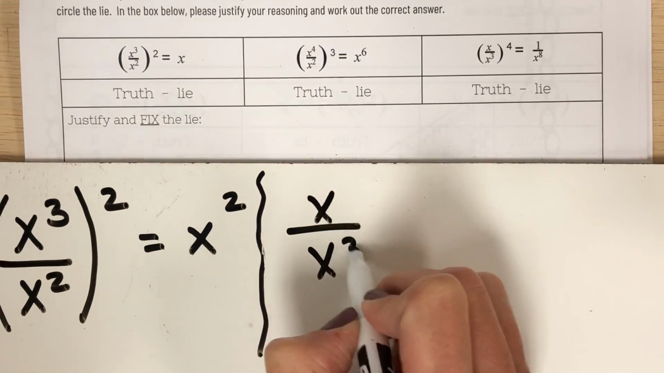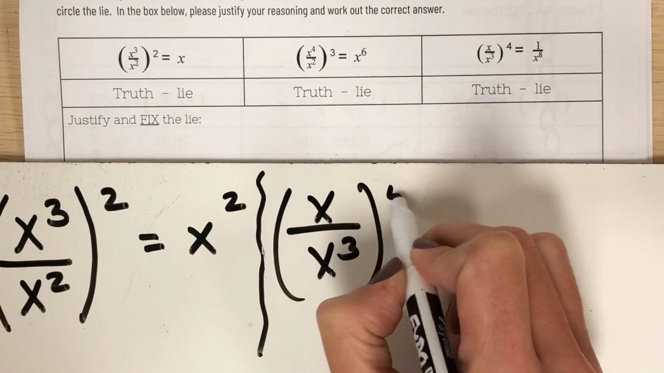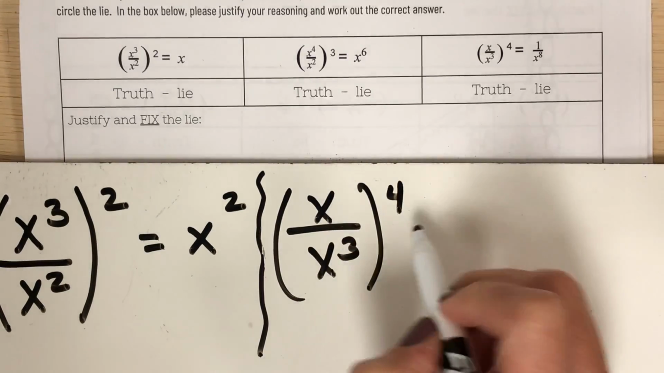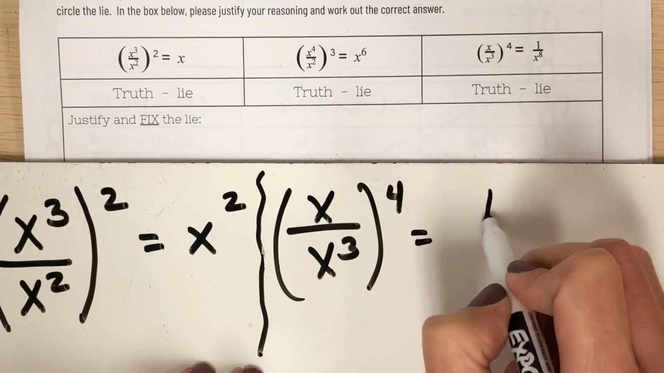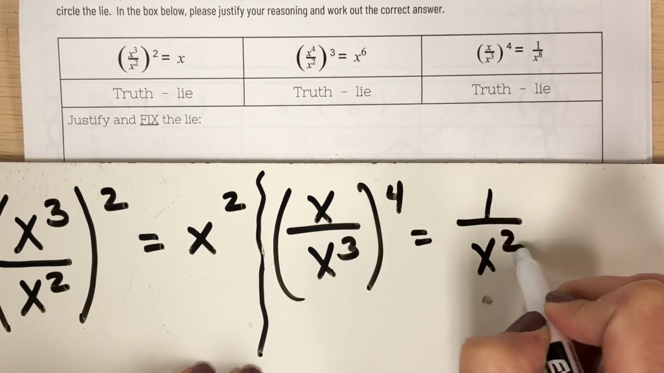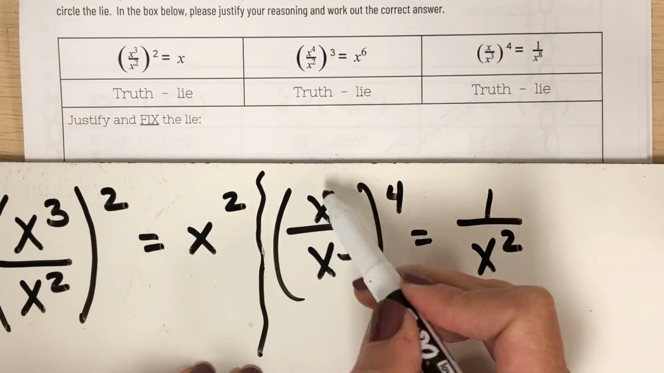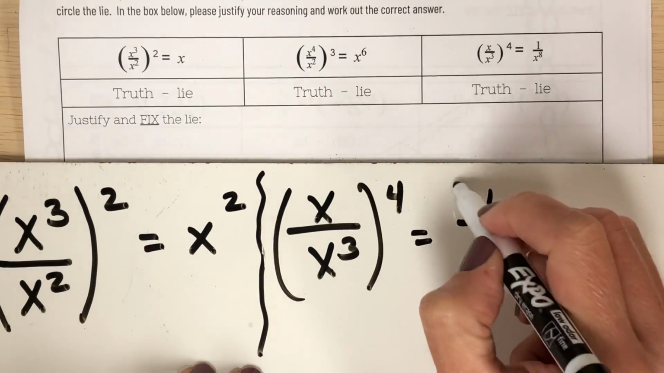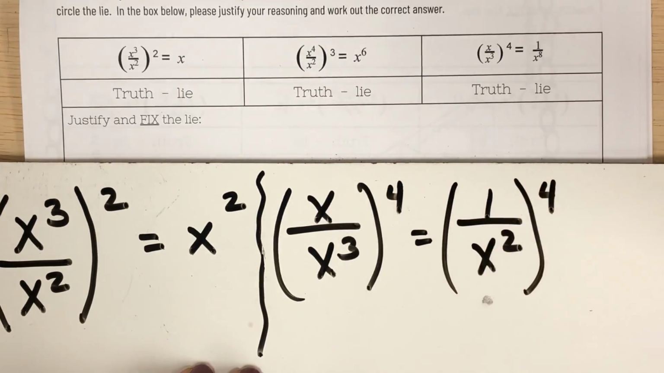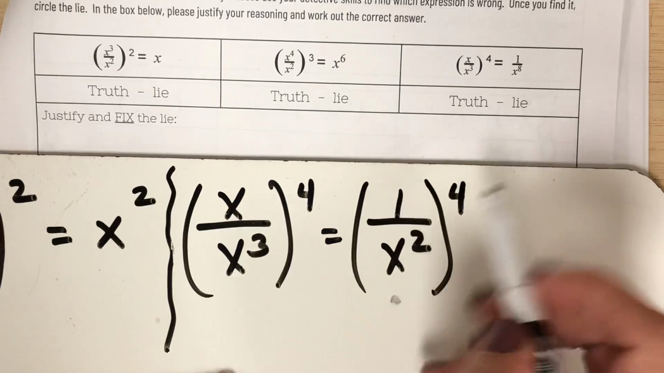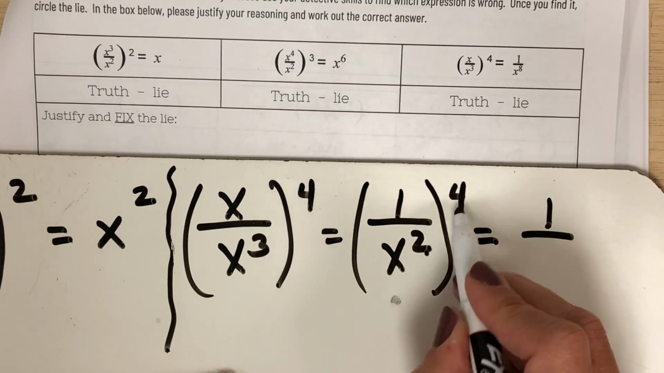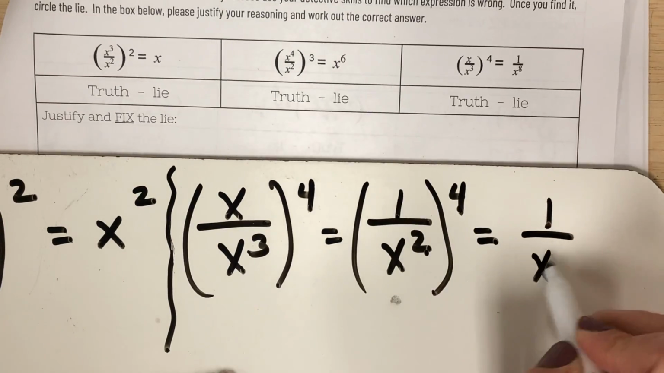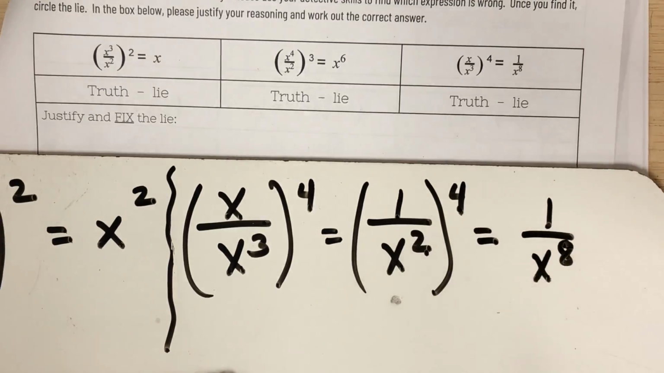X over x to the third to the 4th. Well, let's see. If I simplify what's inside my parentheses, I'm going to get 1 over x squared, because one of these will cancel out. And then I'm going to take that whole thing to the 4th. Let's see, 1 to the 4th is just 1. X squared to the 4th is x to the 8th. 2 times 4 is 8.